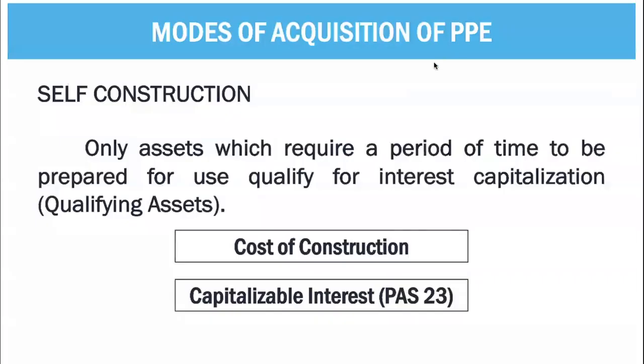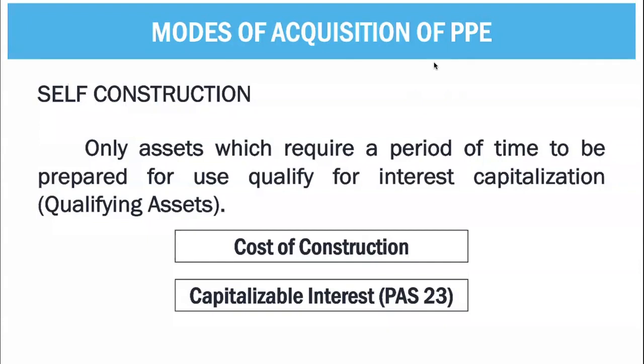We're still on your modes of acquisition of property, plant, and equipment, and we are still in your initial measurement of property, plant, and equipment. So aside from PAS 16, we talked a while back with PAS 20, which is your government grant. So another mode of acquiring your property, plant, and equipment, which is measured under PAS 16 and under your initial measurement, is your self-construction of a property, plant, and equipment.